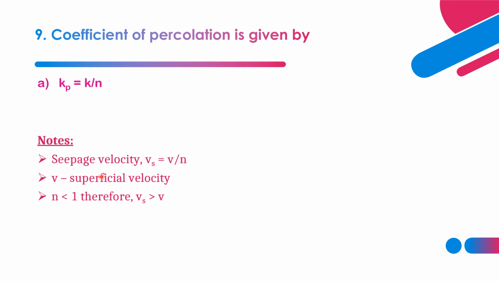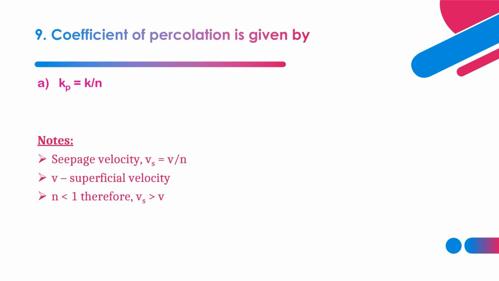V, we know, is the superficial velocity, or we can say discharge velocity, that we have already seen in Darcy's law. That is Q is equal to KIA or V equal to KI. So seepage velocity Vs is equal to V by N. This porosity value shall always be less than 1. So that means Vs, the seepage velocity, is always greater than the discharge or superficial velocity. Similarly, coefficient of percolation is always greater than coefficient of permeability, since porosity value is always less than 1.